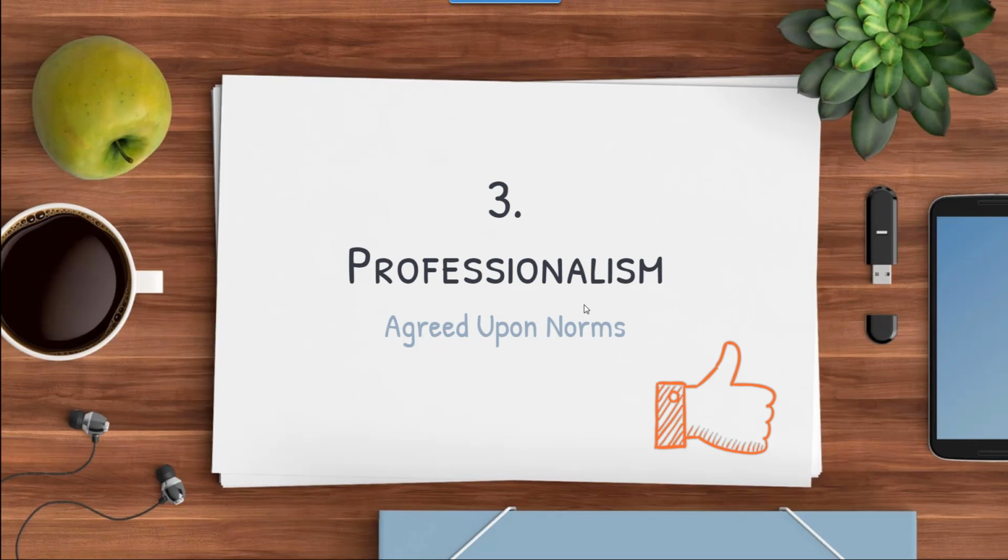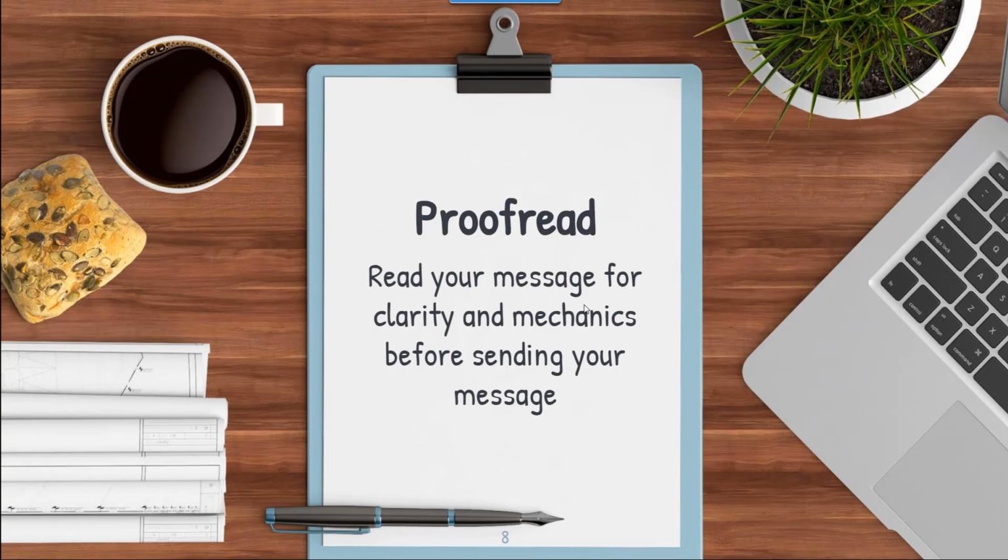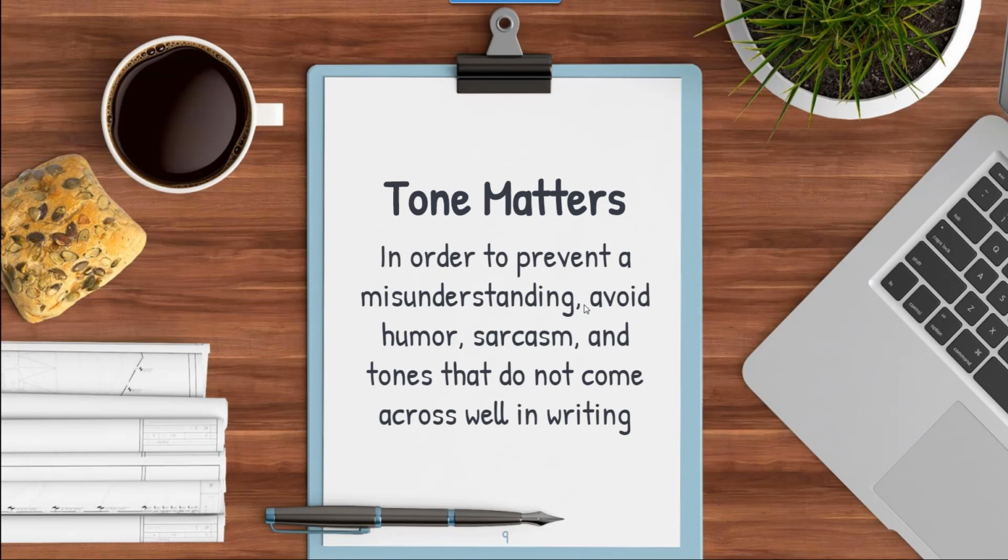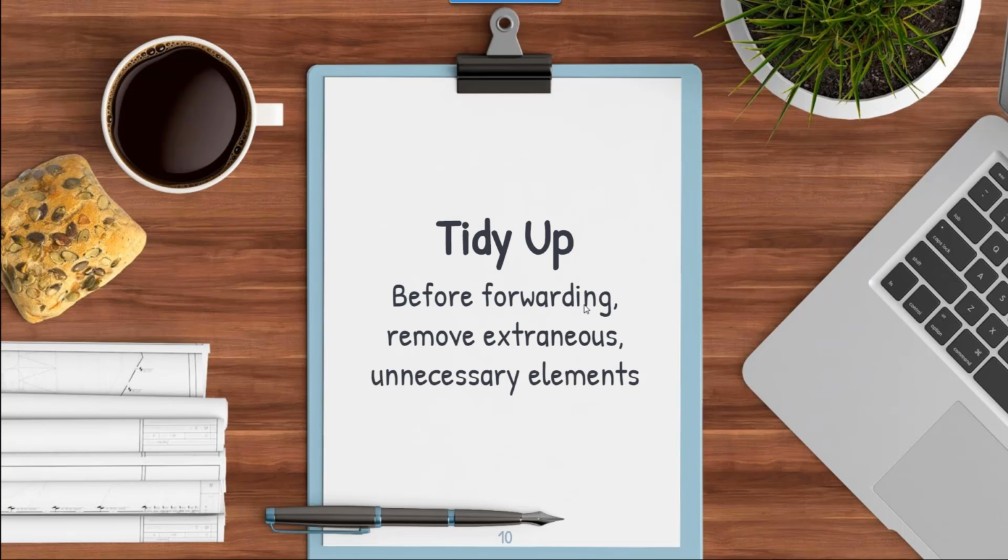In terms of communication, there are several agreed-upon norms that define our professionalism. Make sure that you proofread your message, both for clarity and mechanics, before sending it. Tone matters. In order to prevent a misunderstanding, avoid humor, sarcasm, or other tones that don't come across well in writing. Tidy up your message by removing any extraneous or unnecessary elements so as not to clutter your message with, again, unnecessary information.